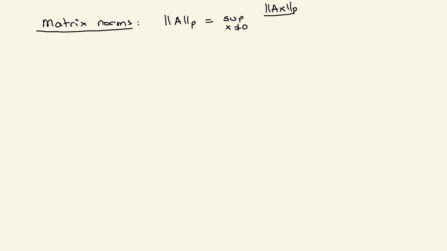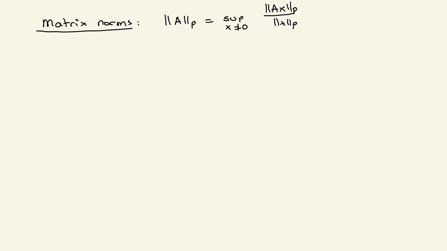Now I am jumping to matrix norms. Vectors have norms, so matrices also have norms. I will start with the definition. The p norm is defined as the supremum over x not equal to 0 of the norm of Ax in p divided by the norm of x in p. There are also different norms. In this video I will just refer to the norm induced by the vector p norm.